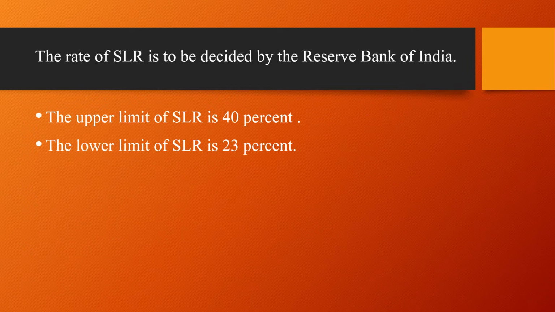Now, the rate of SLR is to be decided by the Reserve Bank of India. It will be a unique rate. It can be changed. It is just the authority of the central bank to change it. What percentage it needs to be fixed, it will fix it, and it will be similar for all the banks. Now, the upper limit of SLR is 40% and the lower limit of SLR is 23%. So, the range of SLR can vary from 23 to 40% depending upon the discretion of the Reserve Bank of India.